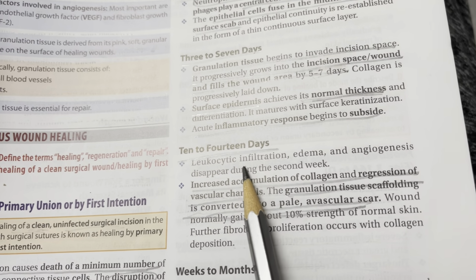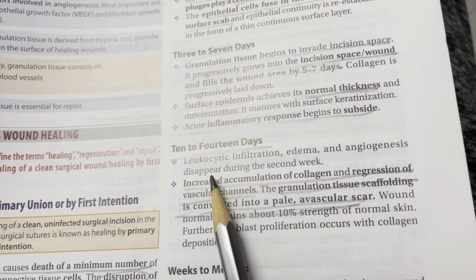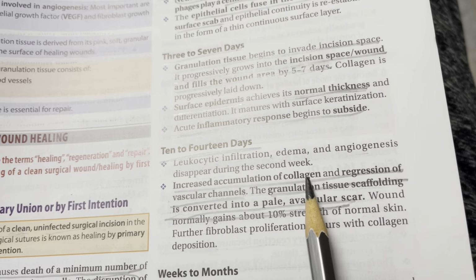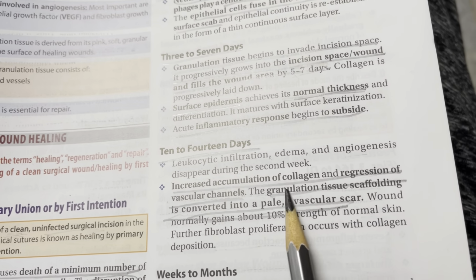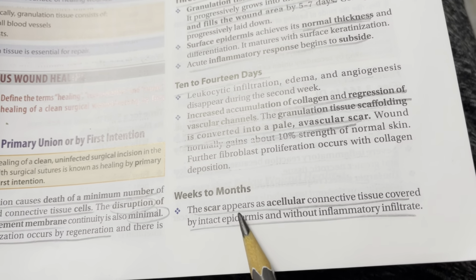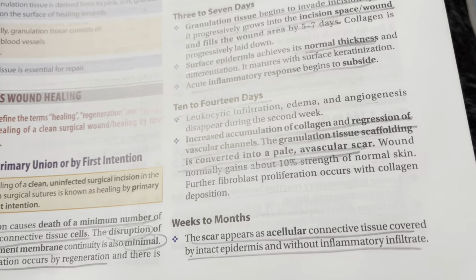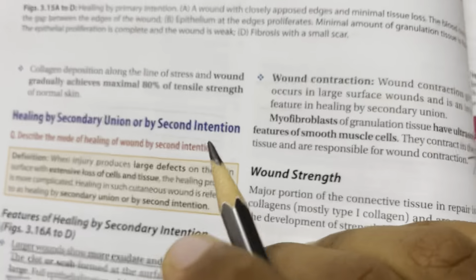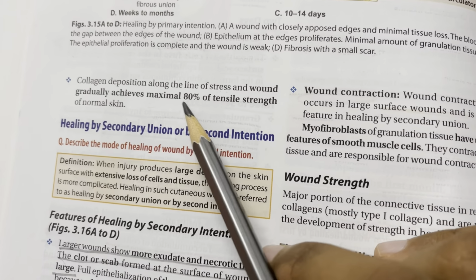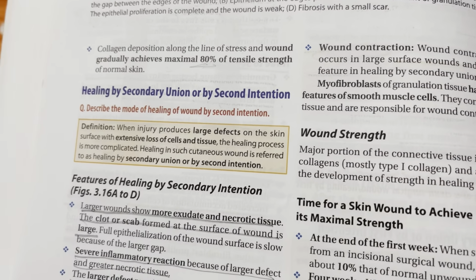So 10 to 14 days, again there is leukocytic infiltration, edema, angiogenesis, which all of them, they disappear in the second week. And there is increased collagen deposition and regression of the vascular channels. So the granulation tissue scaffolding is converted into a pale avascular scar. So weeks to months, the scar appears as an acellular connective tissue covered by intact epidermis and without inflammatory infiltrates. So the collagen deposition along the line of stress and wound gradually achieves 80% maximal strength of normal skin.